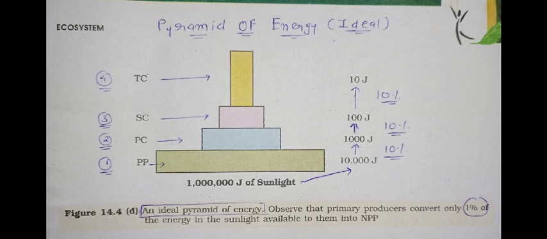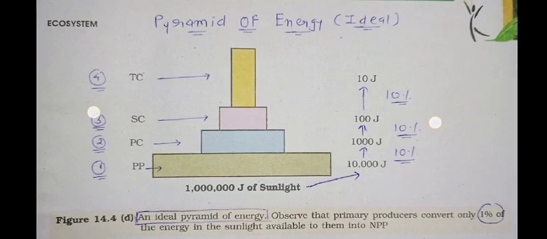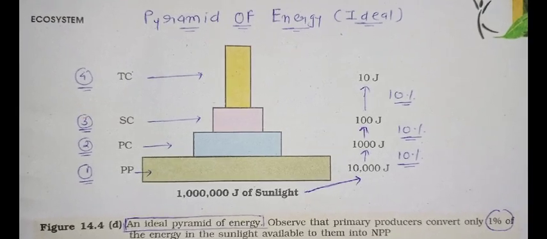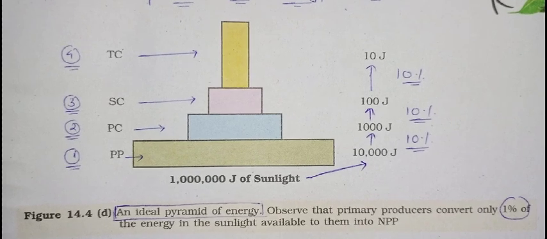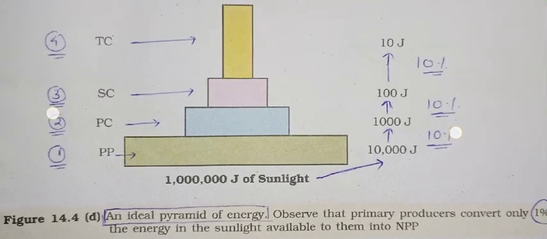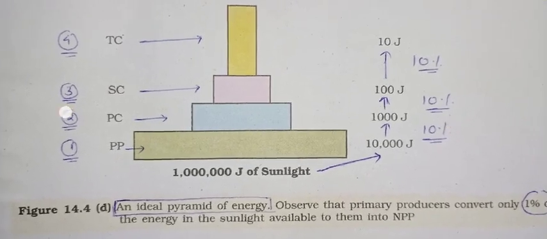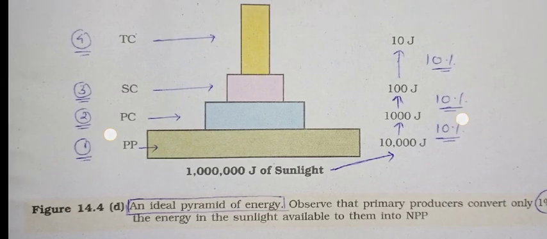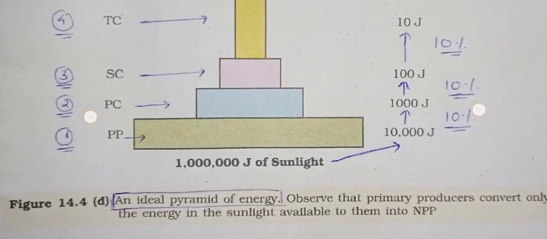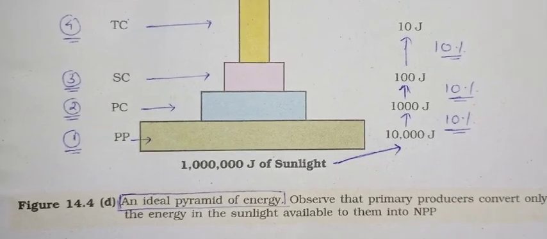And see the last and third pyramid, which is the pyramid of energy. See, in brackets it is written that it is the ideal pyramid. So you will remember that the pyramid of energy is the ideal pyramid of an ecosystem. Okay, now see diagram number 14.4d, an ideal pyramid of energy. Observe that primary producers convert only 1% of the energy in the sunlight available to them into NPP.